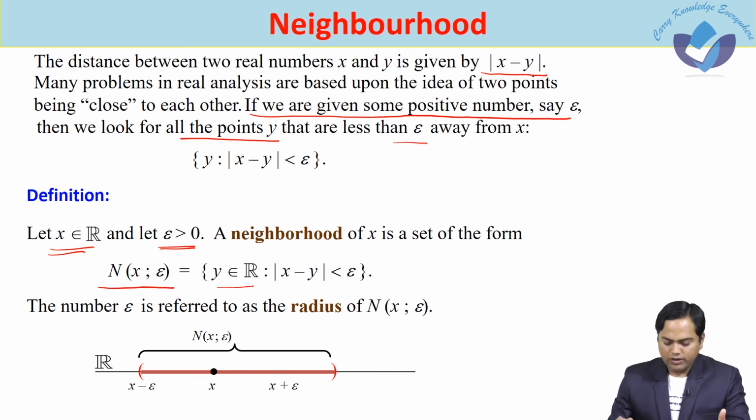The number epsilon is referred to as the radius of the neighborhood. This is the neighborhood of x, and it is from the point x minus epsilon to x plus epsilon, defined on the real number line R.